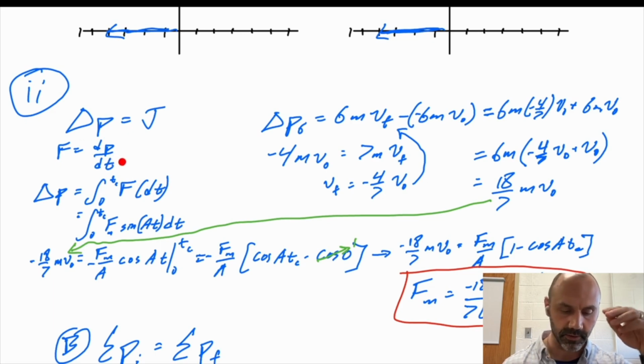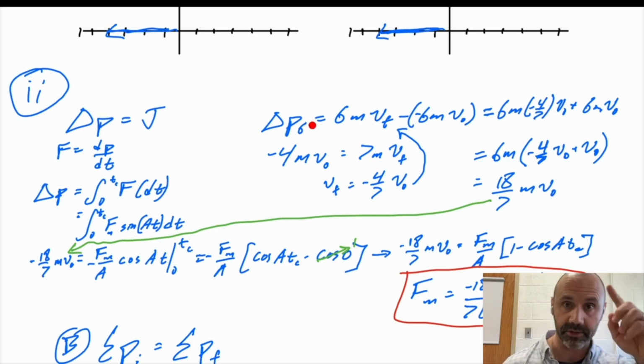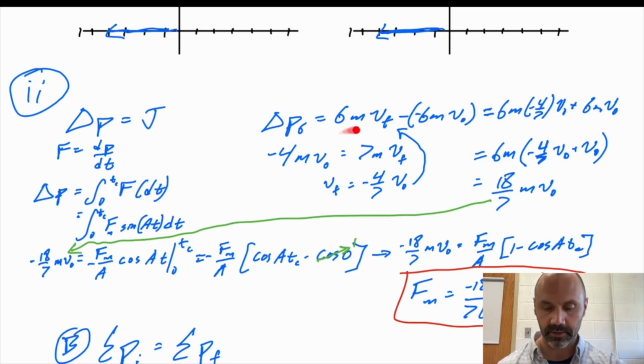Starting from there, delta P equals the integral of f dt. We have a function for f, so we're able to put that in there, going from 0 to the indicated time. But we also want to know what delta P is, so we have something to set this equal to once we solve it. So delta P of the 6m block: it's 6m VF minus -6m V naught.